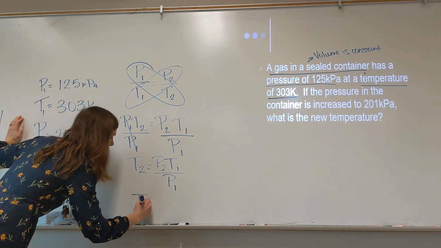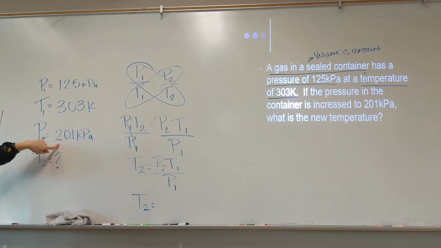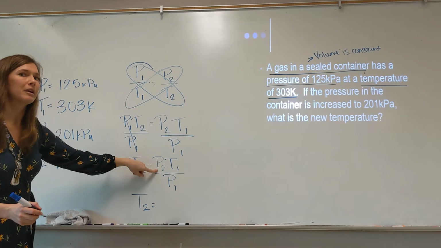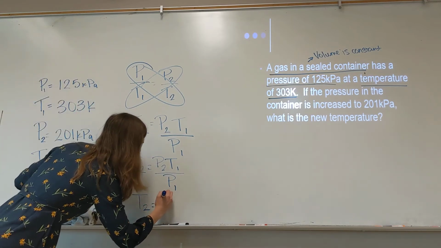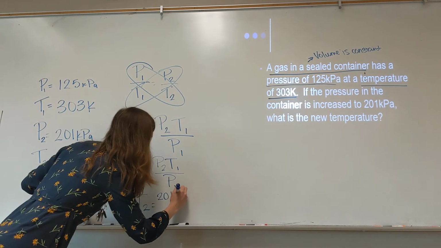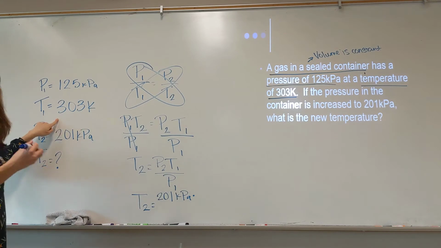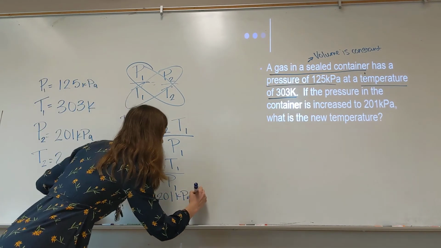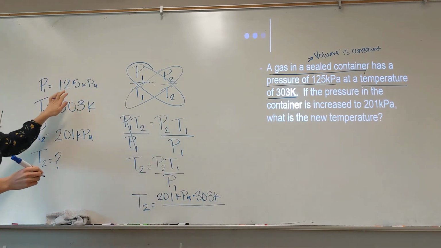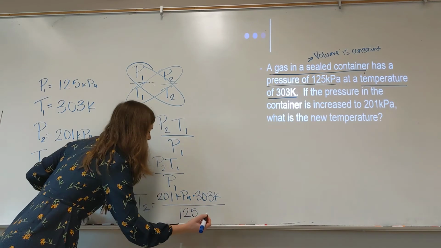So T2 is equal to, make sure that you are plugging in P2. P2 is on the top. So I have 201 kPa multiplied by my T1, my only temperature, which is 303 Kelvin, divided by my P1, which is 125 kPa.